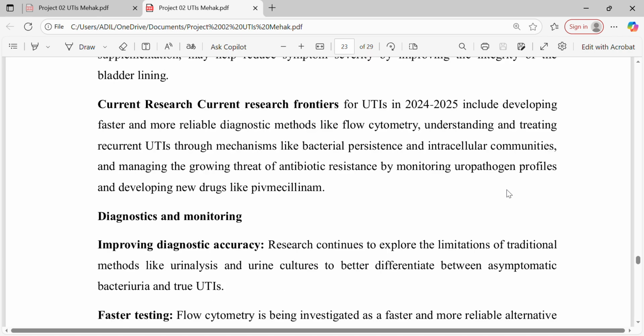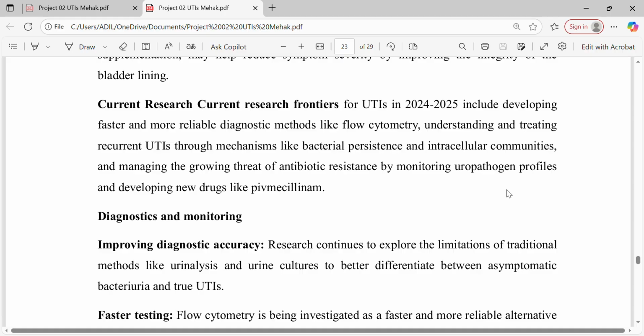Current research frontiers for UTIs in 2024-2025 include developing faster and more reliable diagnostic methods like flow cytometry, understanding and treating recurrent UTIs through mechanisms like bacterial persistence and intracellular communities, and managing the growing threat of antibiotic resistance by monitoring uropathogen profiles and developing new drugs like pivmecillinam.